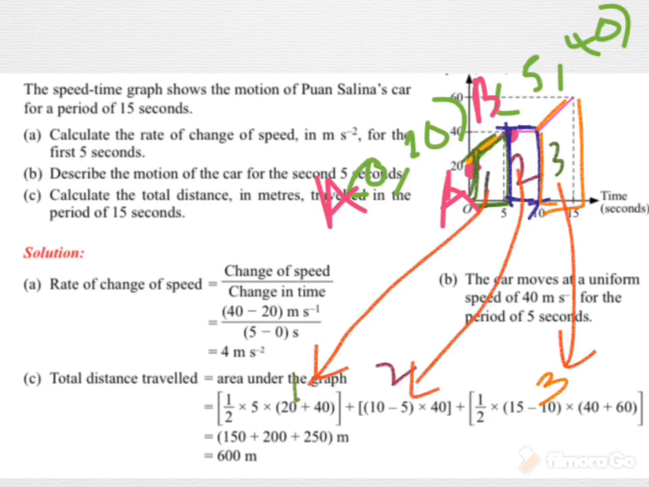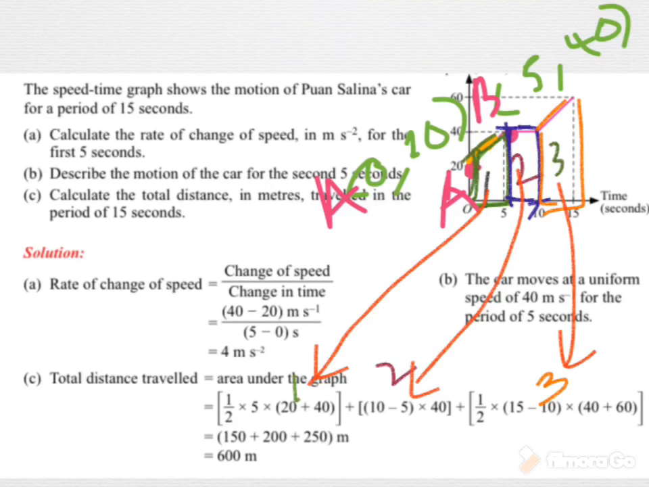For question C, calculate the total distance in meters traveled in the period of 15 seconds. Total distance means the area under the graph. Area number 1 is 1 over 2 times 5 times 20 plus 40. This is a trapezium. Area number 2 is a rectangle, so the length is 10 minus 5 and the width is 40. Finally, area number 3 is another trapezium, so it's 1 over 2 times 15 minus 10 times 40 plus 60.